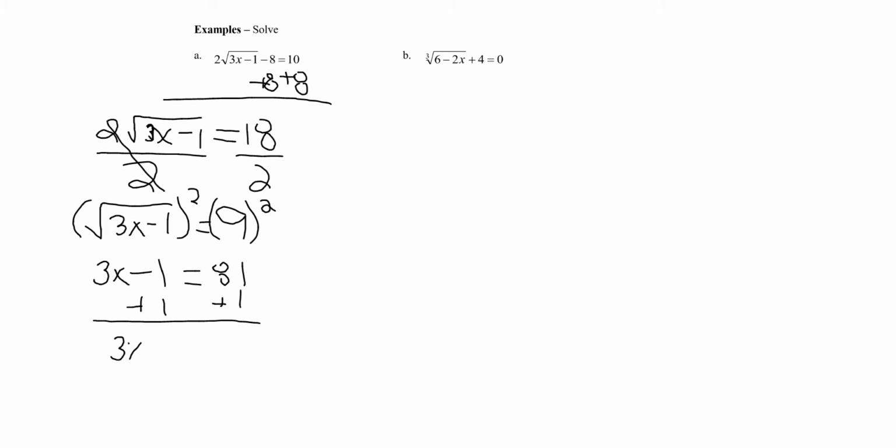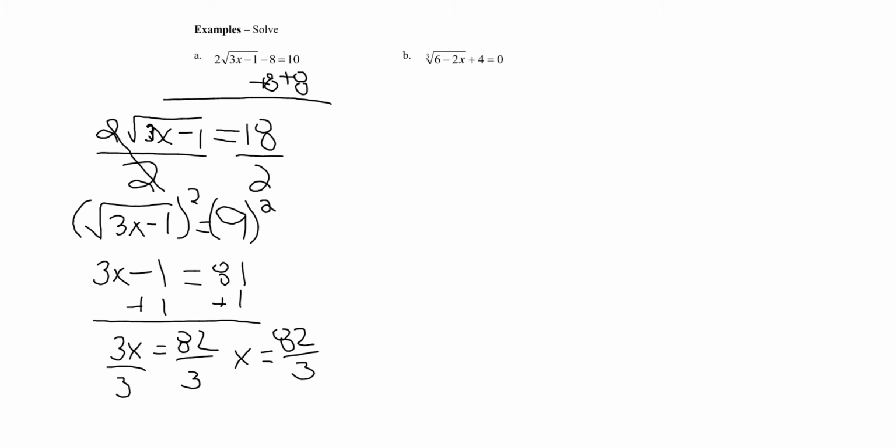And I get 3x equals 82. And then we'll divide by 3. So x equals 82 over 3. So we're done solving. I'm not going to simplify it into a decimal. 82 thirds as a fraction is simplified as much as it can be. So I'm going to leave it as is, and I'm going to use it to check and make sure that it's not an extraneous root.